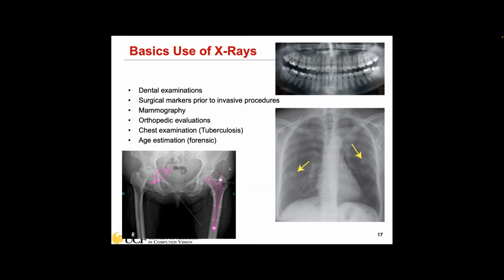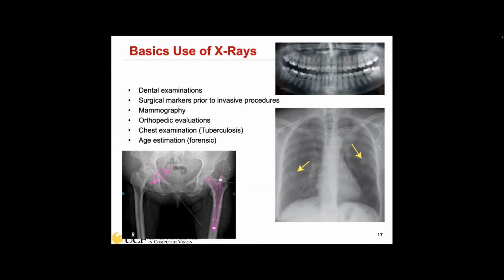Did I call it a camera? Okay, is there a question? Okay. Yeah, that's fine.